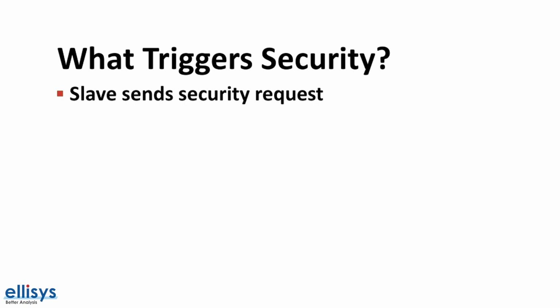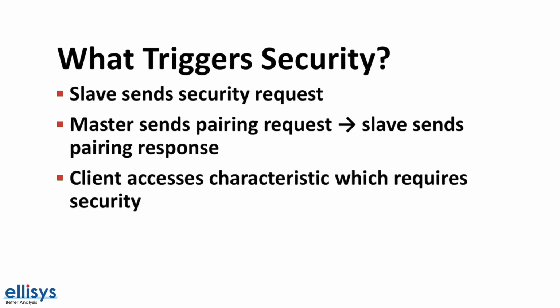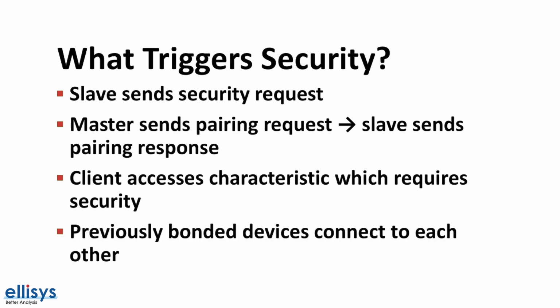First, a slave may send a security request to the master, to which the master may respond with a pairing request. This triggers the slave sending a pairing response message. The master may send this pairing request message without a security request coming from the slave in the first place. The third case is when a client accesses a characteristic that requires security. And the last case is when two previously bonded devices reconnect with each other.